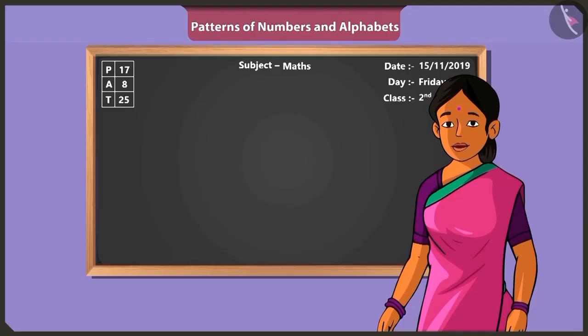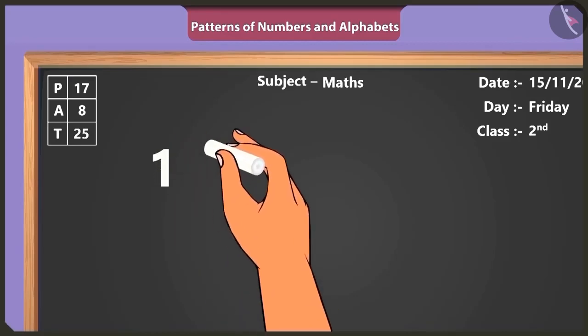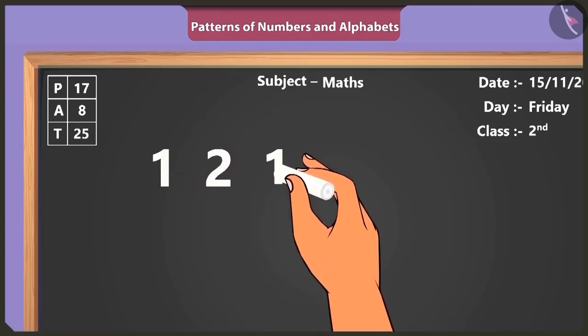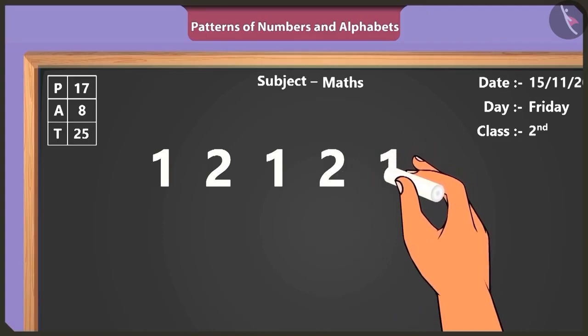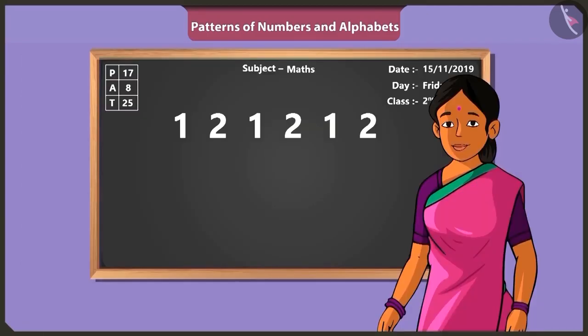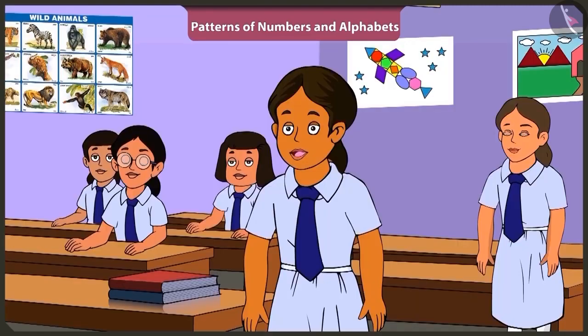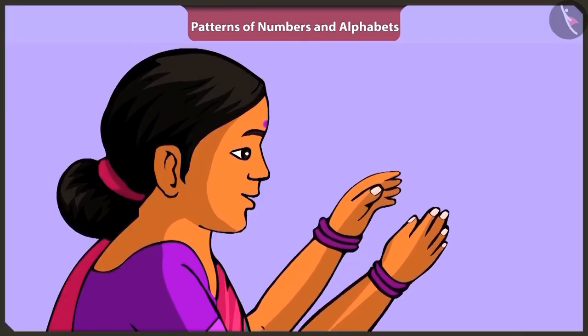How many times did I clap? I heard one clap first, then two claps, and this continued 1, 2, 1, 2. Well done. Binny, now you come forward and count my claps. Okay, ma'am.